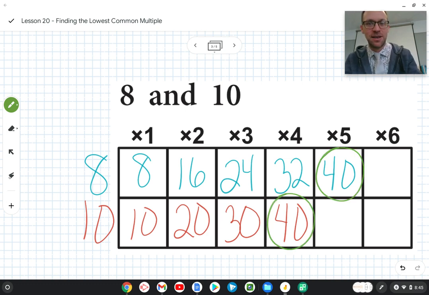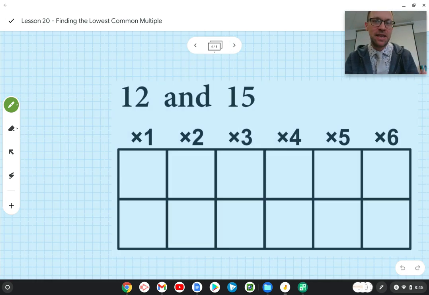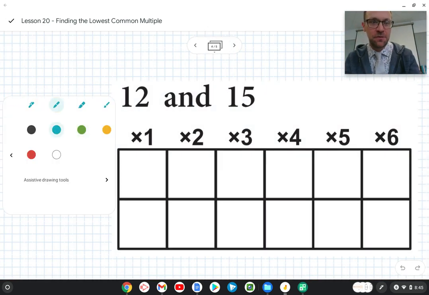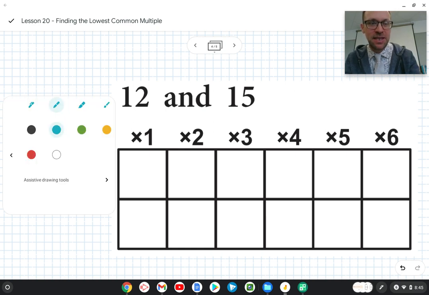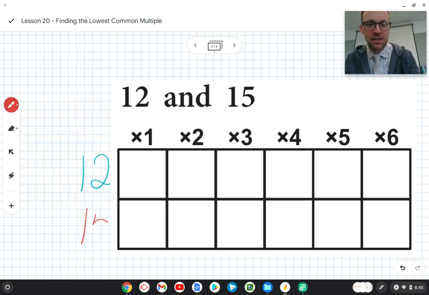All right, let's try one more. And this time I'm going to get you involved, okay? First, we're going to write our two numbers next to these two rows. So I'm going to write 12, our first number, next to this top row. And I'm going to write 15, our second number, next to this bottom row. All right. Go ahead and why don't you find the first two multiples of each number. Go ahead and do that right now.